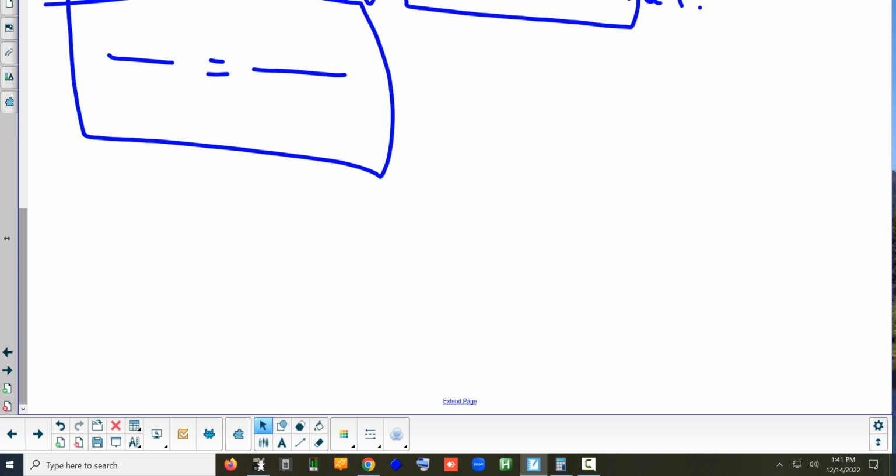Here's kind of a simpler one. Let's say I want to convert between feet and inches. Can somebody tell me something that's true about feet and inches? And I'm going to put that on the left.